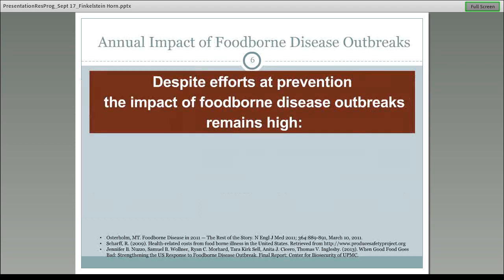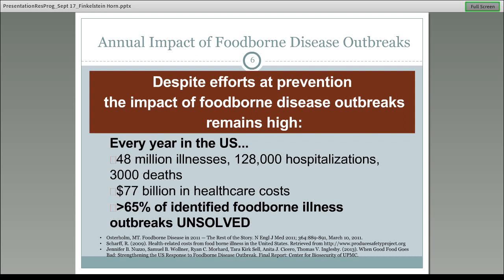So every year in the U.S., we have millions of illnesses resulting from foodborne disease, hundreds of thousands of hospitalizations, and estimates of 3,000 deaths, with many billions in costs to healthcare. And the majority of these outbreaks are actually unsolved, so we're not able to identify where they started or often even what the food item responsible was. And this is the subset of outbreaks that are identified in the first place. So there's a whole other set of outbreaks that we don't even detect.